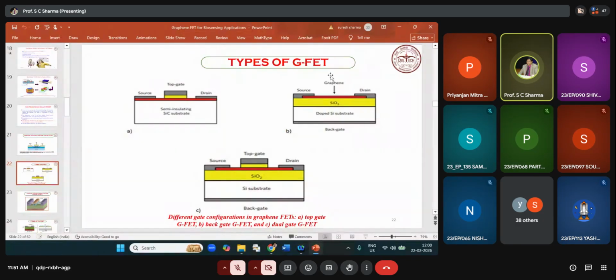Then types of graphene field effect transistor, GFET. This is top gate. This is in fact back gate. And this is dual gate, top gate and back gate.